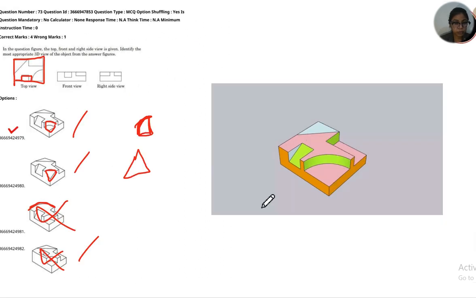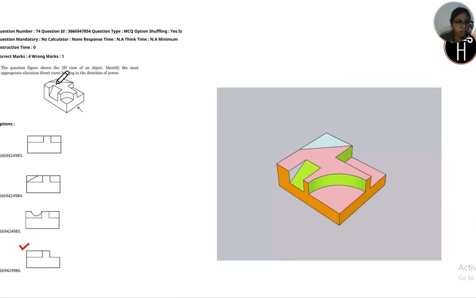Next, same question, but the direction of the arrow is changed. Now you have to find out the elevation from this direction. So first of all, find out the difference. See, here it is giving a semicircular cutout. This is not possible. There is no semicircular cutout like this from over here. So that's why C is wrong.